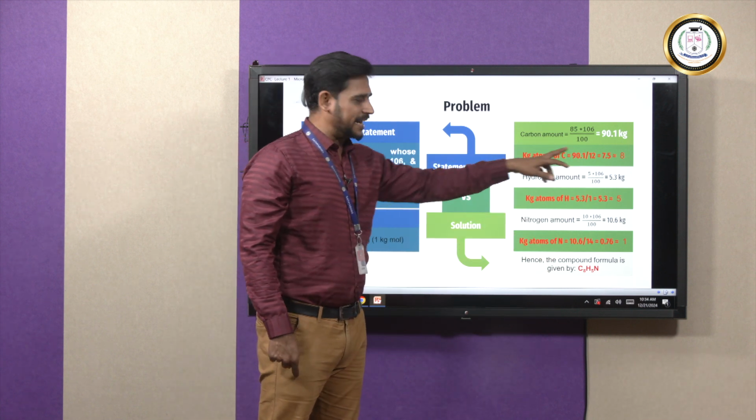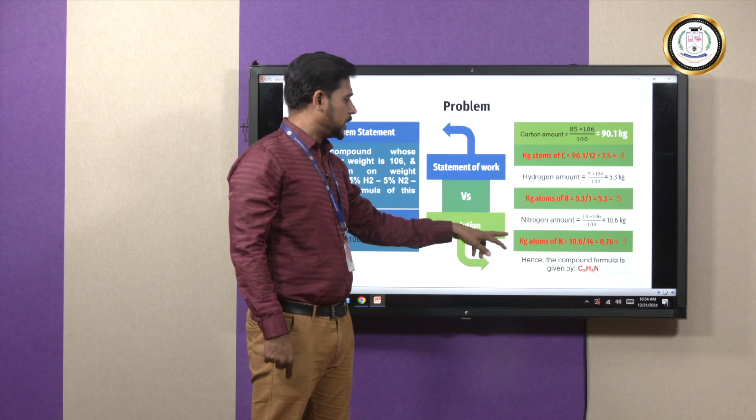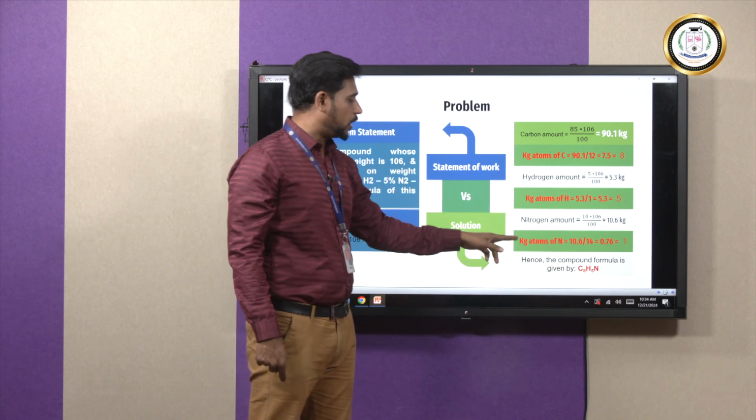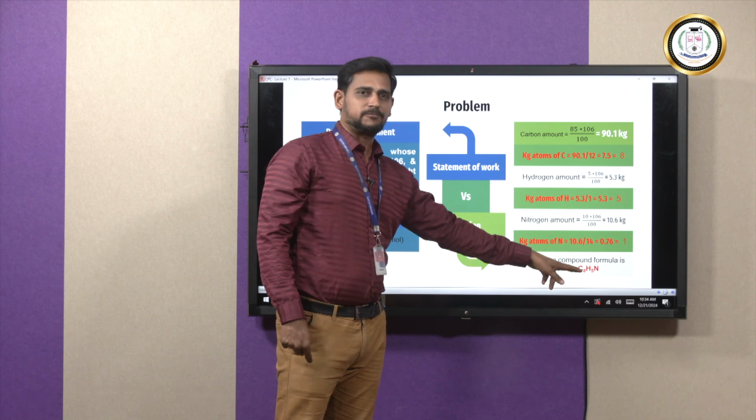So carbon 8 atoms, hydrogen 5 atoms, and nitrogen 1 atom. So the molecular formula of that compound is C8H5N.